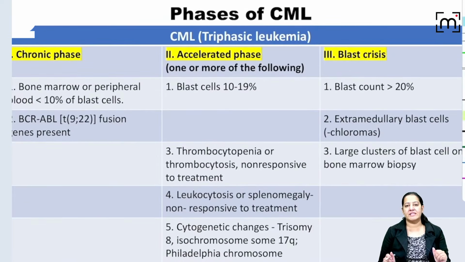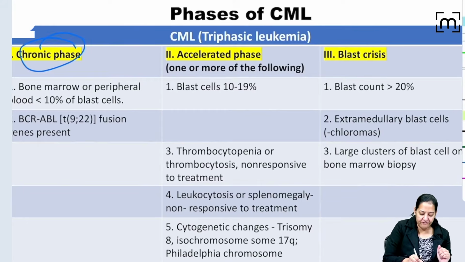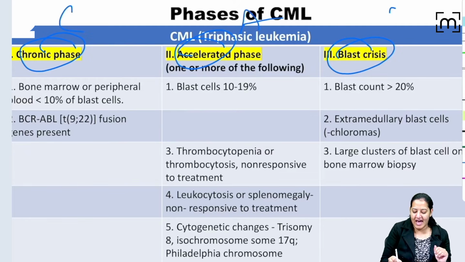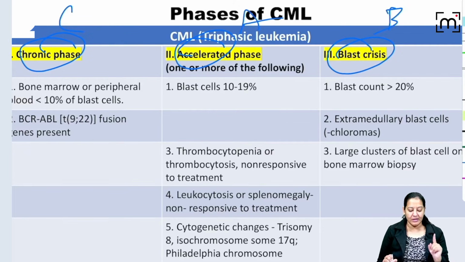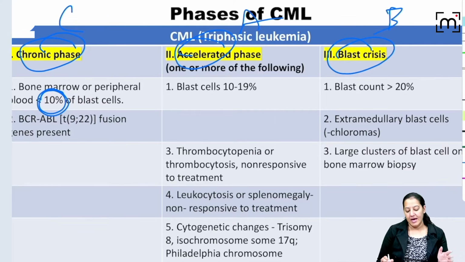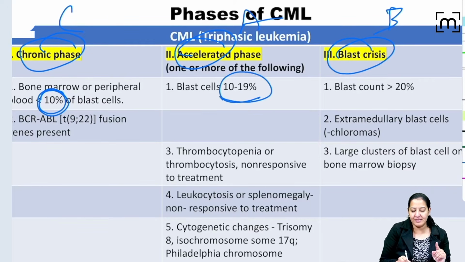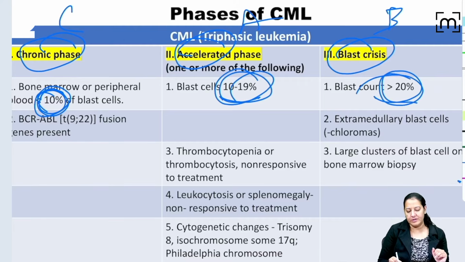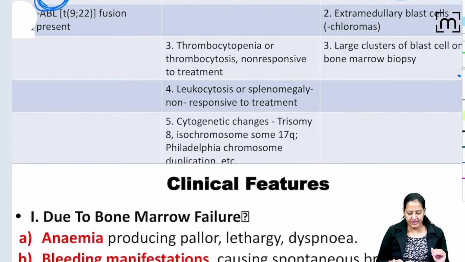Now coming to the phases of CML. In CML, there are 3 phases: the chronic phase, the accelerated phase, and the blast phase. How to remember? You can learn it like CAB: chronic, accelerated, blast. In the chronic phase, the blast percentage in the blood is less than 10%. In the accelerated phase, the blast percentage is 10 to 19%. And in the blast phase, it's more than 20%. So based on the percentage of blasts present in the blood, we can say the phase of CML.